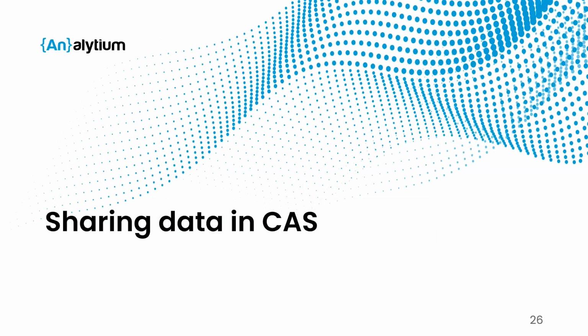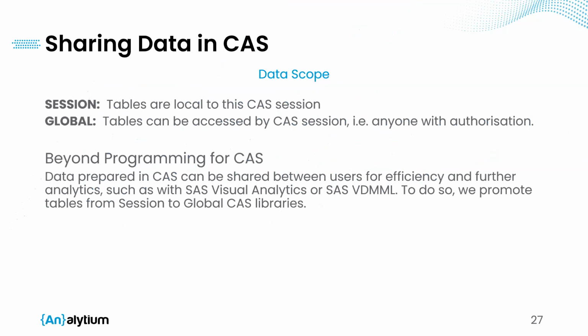Sharing some data. Session tables are local to this CAS session. Global tables can be accessed by any CAS session, i.e. anyone with authorization. So if you want to share data once you've created your tables, you probably want to promote them to a global table so that anybody with authorization can view them. And data prepared in CAS can then be used by other users or for further analytics.